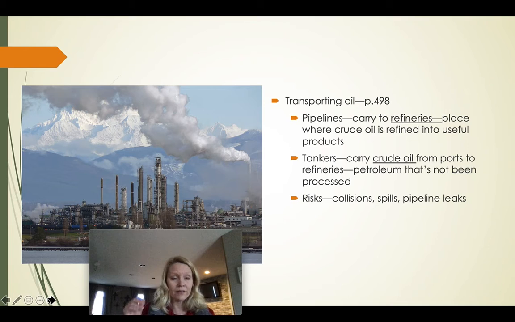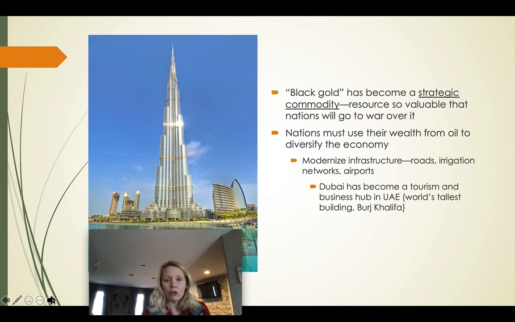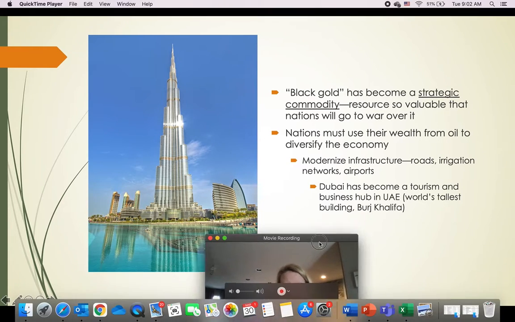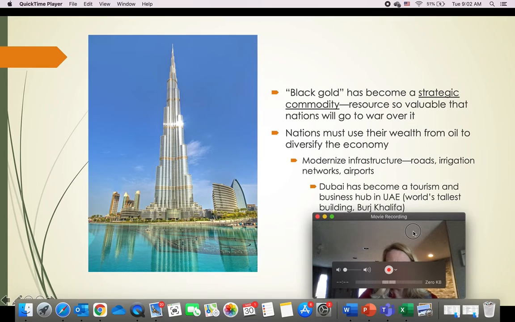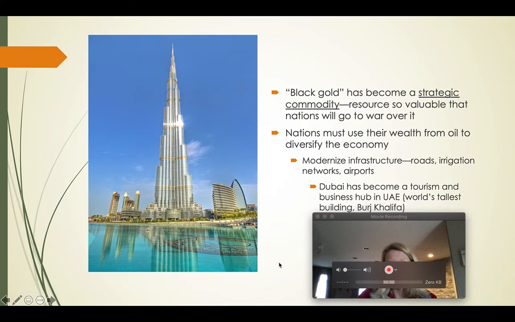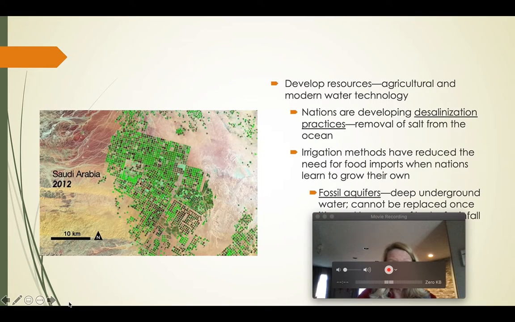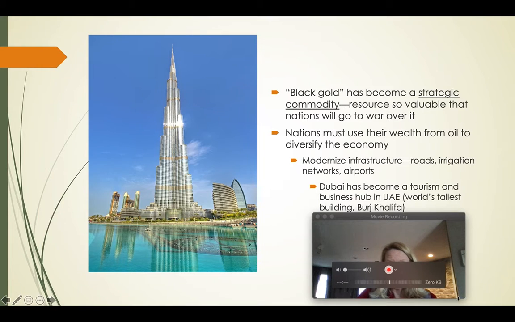However, because of the abundance of oil, this is what has made the region in Southwest Asia so much money. In fact, it's called black gold. When they get the oil out of the earth, it's as valuable as a little piece of gold.